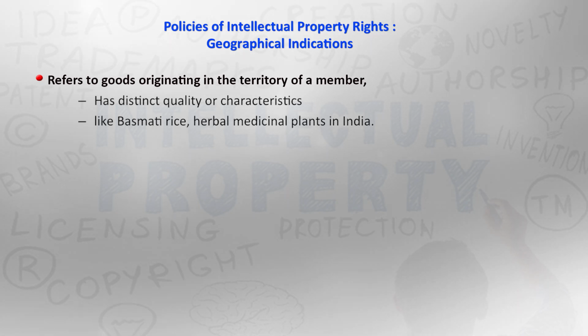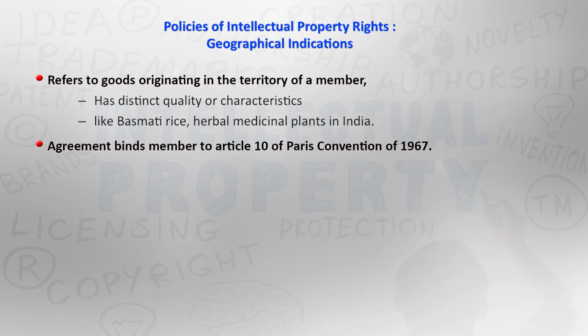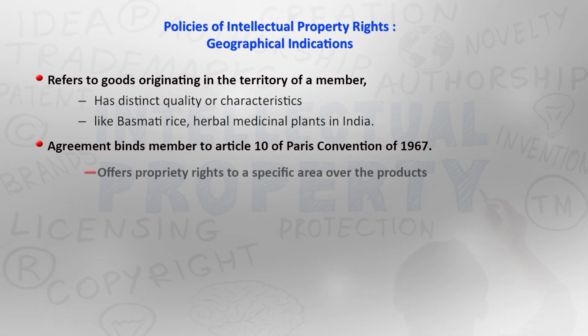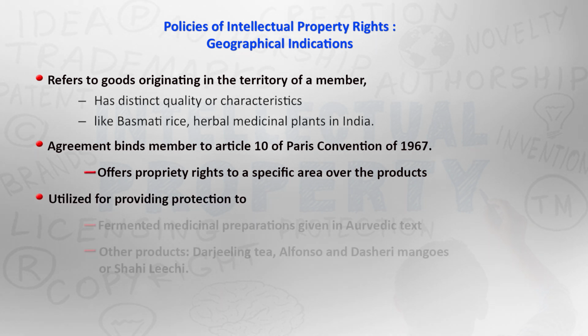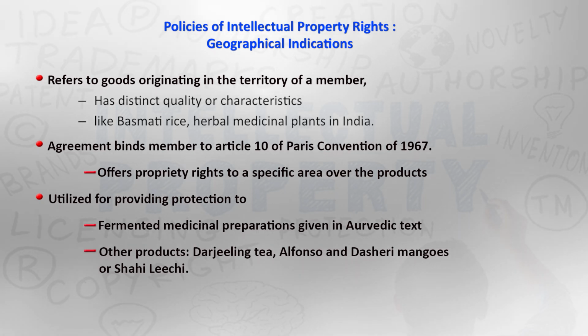So geographical indication (GI) is provided to the rice of that particular area. Through this agreement, it basically binds members to Article 10 of the Paris Convention from 1967 and offers a property right to a specific area over the products. It is utilized for providing protection to fermented medicinal preparations given in Ayurvedic texts, and to many other products like Darjeeling tea, Alphonso and Desiree mango, or Shahi lychee. So there are a number of examples of geographical indications.